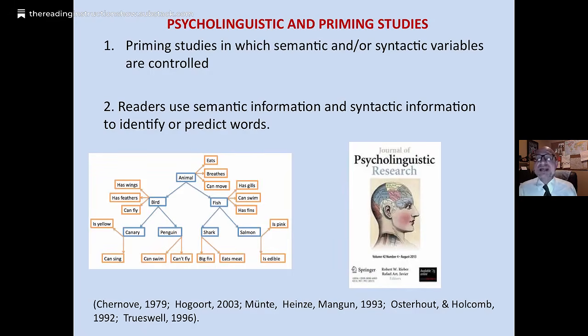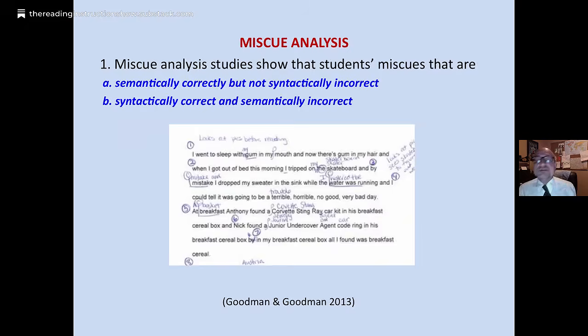Now, psycholinguistic and priming studies in which semantic or syntactic variables were controlled, and they've done this a variety of different ways. And readers use semantic information and syntactic information to identify or predict words. A variety of studies in these areas have demonstrated that we use these things. Miscue analysis as well shows that students' miscues are often semantically correct, but not syntactically correct, and vice versa. Syntactically correct and not semantically correct. We are creating meaning with print.